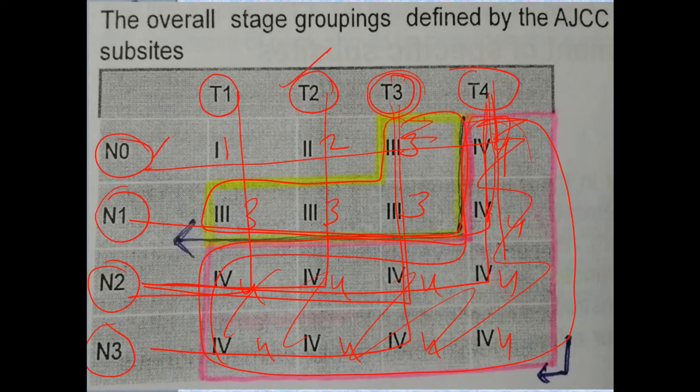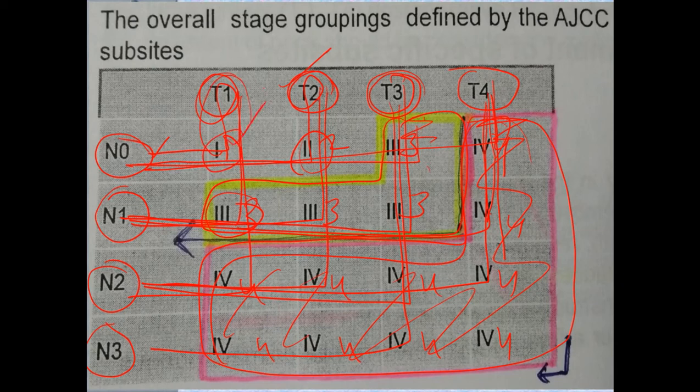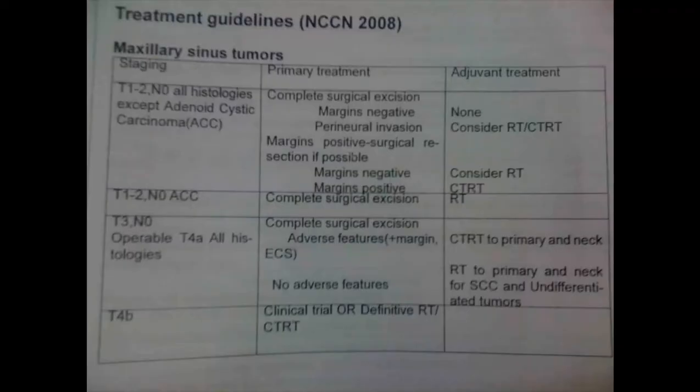So T3 and N0 is stage 3. T3 and N1 is stage 3. T2 and N1 is stage 3. T1 and N1 is stage 3. And T2, N0 is stage 2. As you could see, T2, N0 is stage 2. T1, N0 is stage 1. So this is how you remember this group staging. You can take a photograph of this, and I will try to post a video of this.